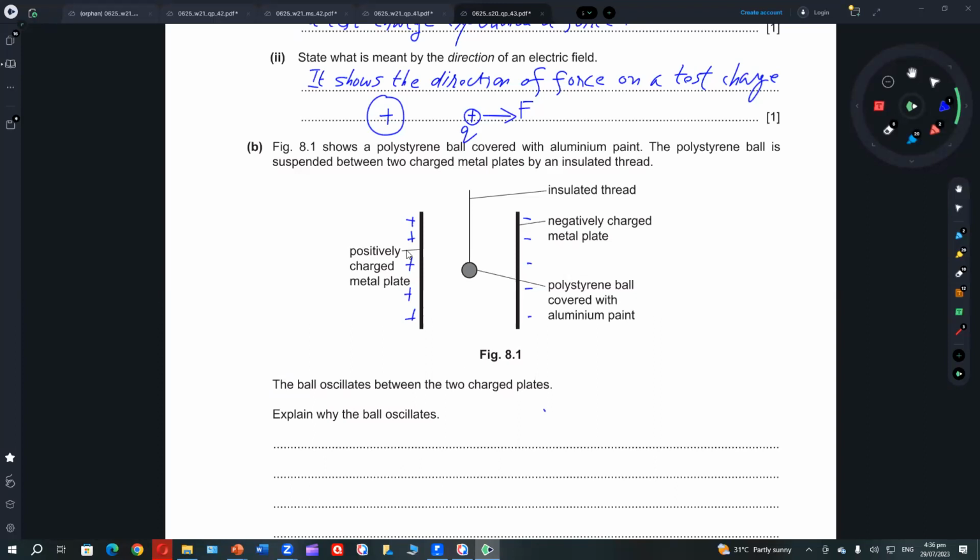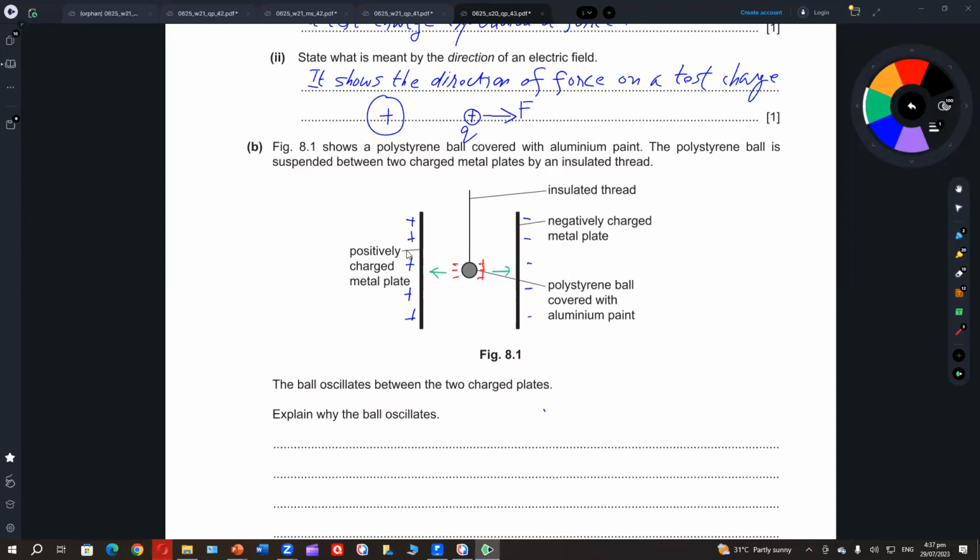For this question, remember that when you place the ball like this, the ball will also get a charge, which is called the induced charge. The ball will have a negative on one side and positive on the other side. Because the ball touched the positive plate, is it right that the ball will be attracted towards both the plates? Yes.